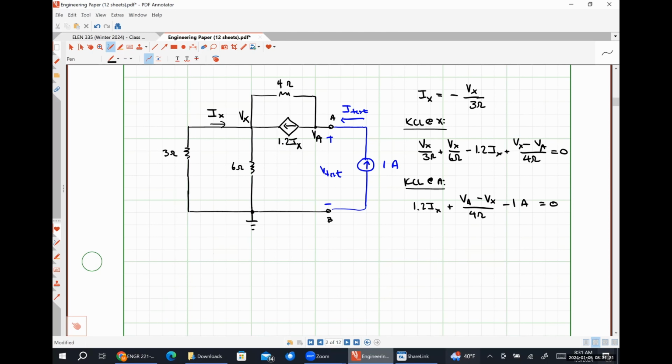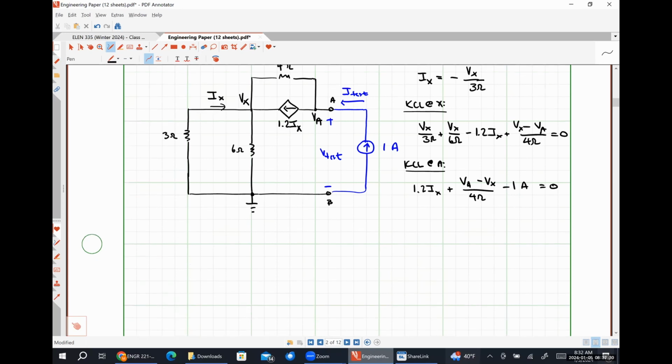So let's solve this system. I'm going to move that Vx over 3 ohms to the left-hand side so that my coefficient for Vx is going to be 1/3. My coefficient for VA is 0. My coefficient for Ix is 1. My constant term is 0. In my second equation, my coefficient for Vx is 1/3 plus 1/6 plus 1/4. My coefficient for VA is negative 1/4. My coefficient for Ix is negative 1.2. My constant term is 0. In my third equation, my coefficient for Vx is negative 1/4. My coefficient for VA is positive 1/4. My coefficient for Ix is positive 1.2. And my constant term is 1.